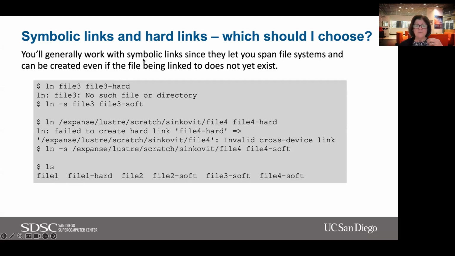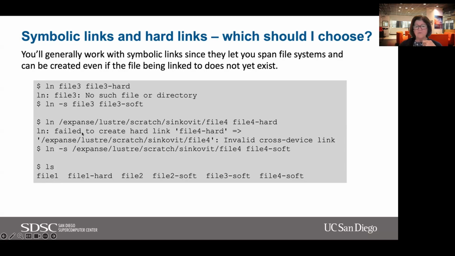All right, so you generally work with these symbolic links since they let you span different file systems, and you can create them to files that maybe don't even exist yet. So here we have a file 3 and a file 3 hard, and this one, file 3, doesn't exist. Then I make a soft link, and then here I'm making an example of a long link, a long directory location, and so file 4 hard.